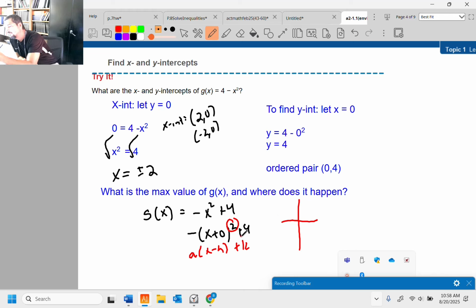Okay, so k is 4, we rise 4. Put a dot. Negative, we're going to fall 1, run 1, because there's also the understood 1 idea, right? Fall 1, run 1. And there is my parabola. So this point obviously is going to be the max. And the maximum y value is 4. And it happens on this particular one at x equals 0.